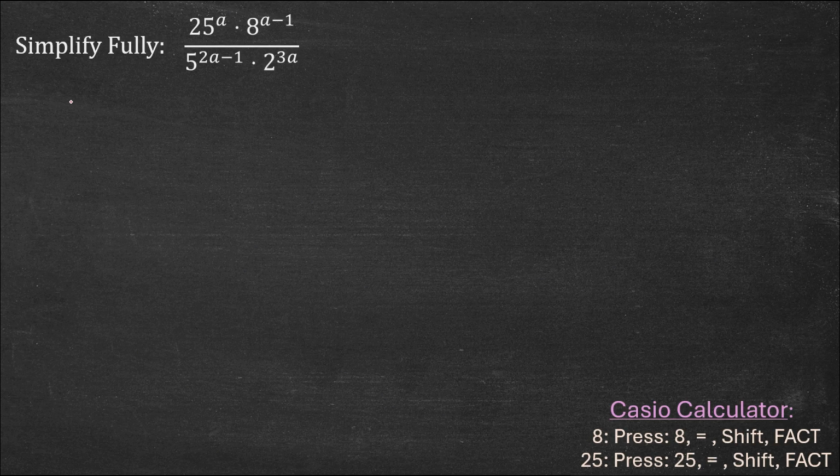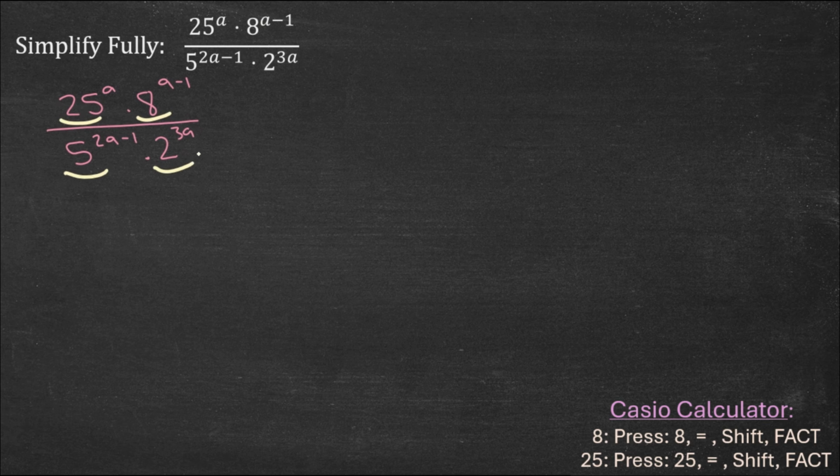This brings us to the last example for this video, where we have to simplify this algebraic fraction fully. Let's look at this expression. At the moment, it's not fully ready for the exponent laws yet. And why do I say so? Because the bases do not look the same. We have a 25, an 8, a 5, and a 2. So before we can apply the exponent laws properly, we need to rewrite the numbers that are not prime using prime bases. And in this example, the 25 and the 8 are not prime numbers. So we need to break them down into their prime factors and rewrite them using prime bases.